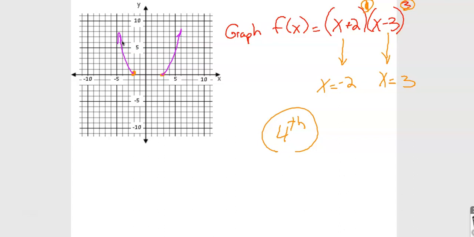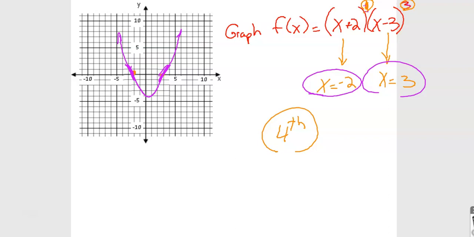And then again, at -2, it's going to go through. So this is going to go down, and then at 3, it's going to go all the way through as well, because they're both odd exponents. That means they're going to go through the 0. So now this is what it looks like in general.